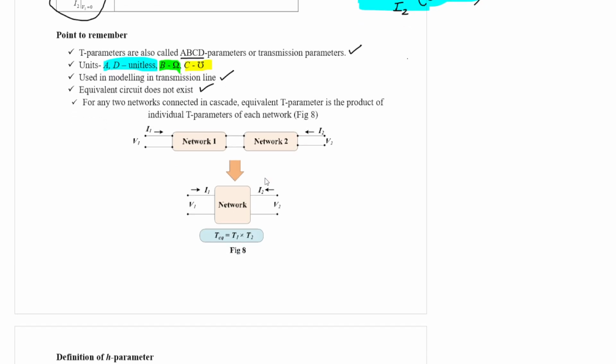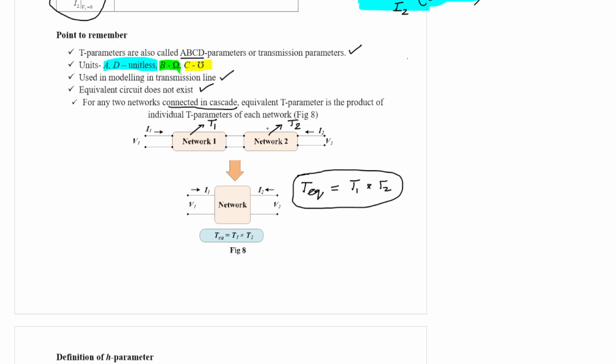Now another important result is that suppose you have two networks connected in this fashion. It is called a cascade connection of the two networks. Suppose network 1 has a transmission parameter T1 and network 2 has a transmission parameter T2. So the equivalent network has the transmission parameter T equivalent. What is the relation between T equivalent and T1, T2? You must multiply them: T1 into T2. That is the fundamental relation.